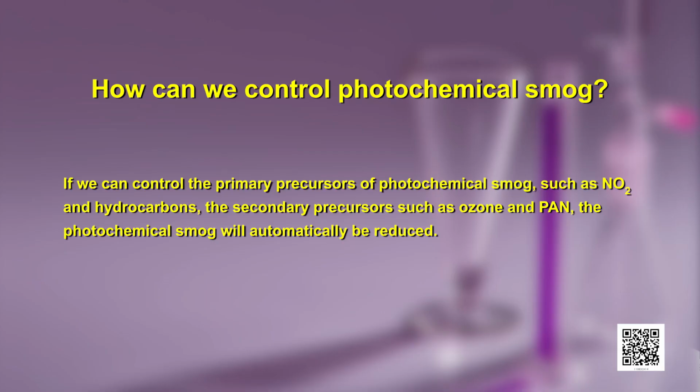Photochemical smog leads to cracking of rubber and extensive damage to plant life. It also causes corrosion of metals, stones, building materials, rubber and painted surfaces.